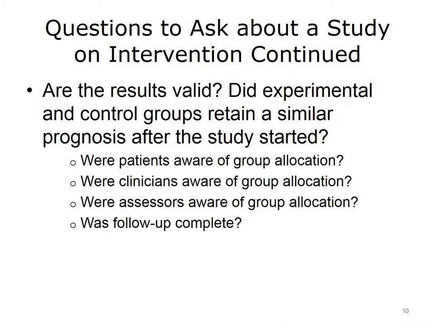In particular, did the experimental and control groups retain a similar prognosis after the study started? Were the participants aware of what group they were allocated to? Did the clinicians or the assessors, the people judging the output of the study, know which participants were assigned to which group? In some studies, the participants know what group they are in, and in a study of, for example, a particular surgery, the clinicians obviously know which participants are in which group. But we want to make sure that the randomization process works and that the assessors, to the best extent possible, are not aware of the group allocation.